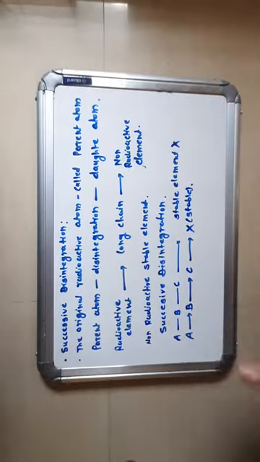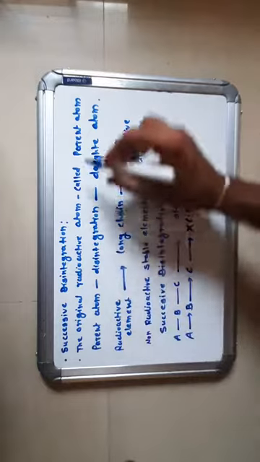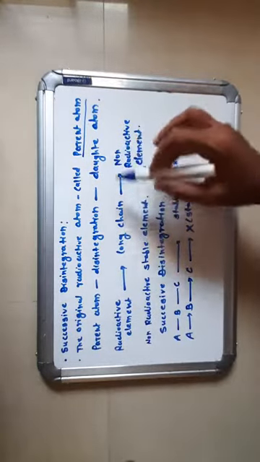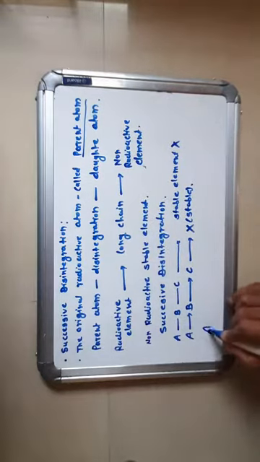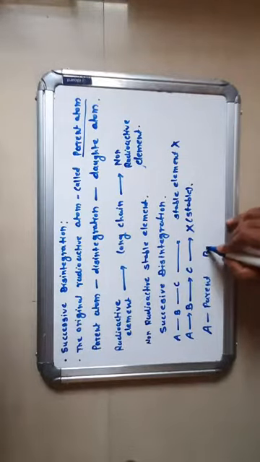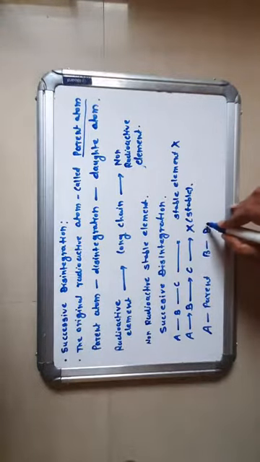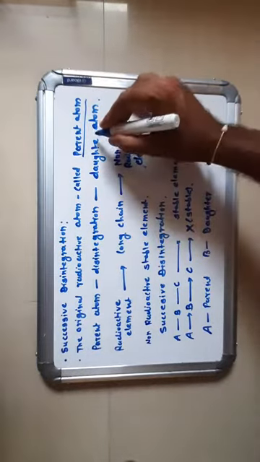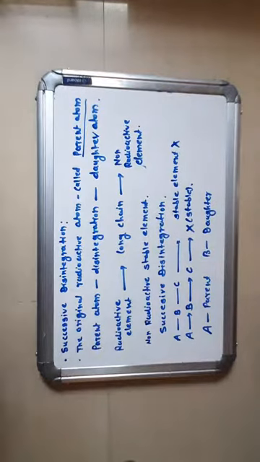The original radioactive atom is called the parent atom. After the disintegration of the parent atom at the start, A is the parent atom and B is the daughter atom. Okay, must remember here what is meant by parent and what is meant by daughter and what is the successive disintegration. Next point is the applications of radioactivity.